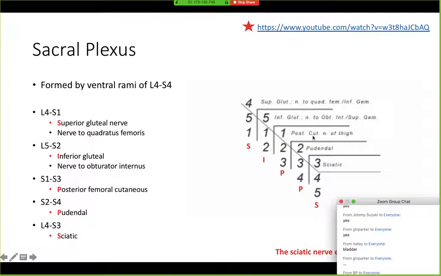So here they're just calling it posterior cutaneous nerve of the thigh. That's fine, but they're going to want you to know this name. And then pudendal nerve, S2, 3, and 4. And then your sciatic nerve. So what you do for sciatic is you draw a line down under sciatic. So that tells you sciatic is L4 to S3.